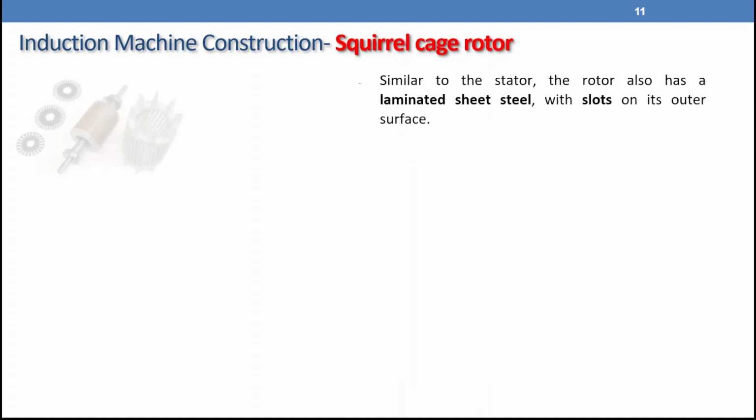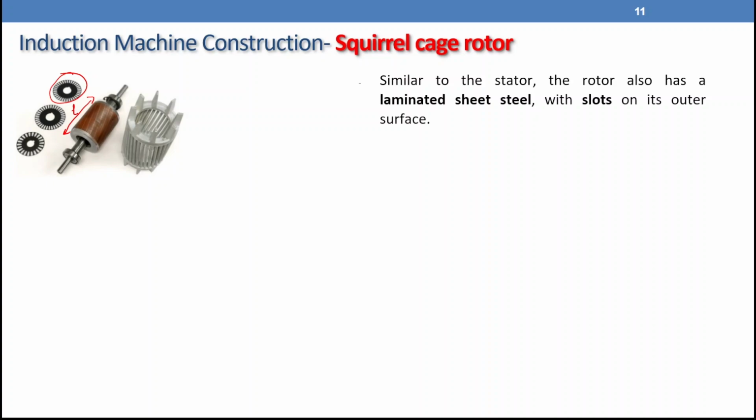The squirrel cage rotor is manufactured identical to the stator, or similar to the stator, from laminated sheet steel. So you can see here there is one of the laminations. When we stack these laminations together, we form the rotor body with effective length L, where E equals BLV. So this is the effective length in the EMF equation.